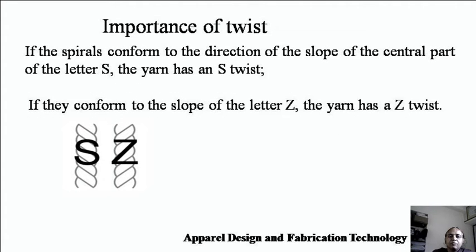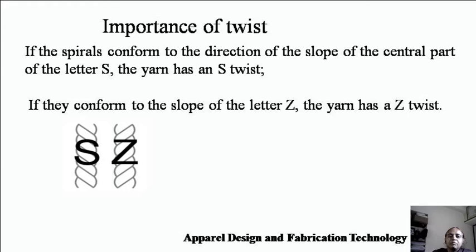If the spirals conform to the direction of the slope of the central part of the letter S, the yarn has an S twist. So by holding it in a vertical position you can identify the direction of the twist. How? You have to observe the direction of the slope of the central part of the letters S and Z. If it has a slope like the central part of the S, like this, then it has an S twist.